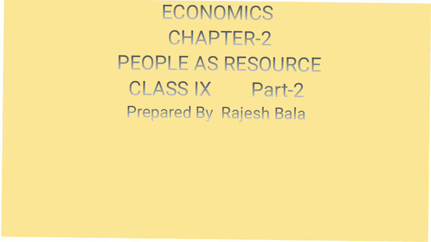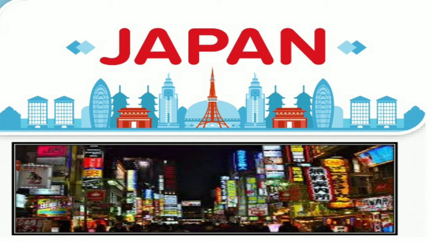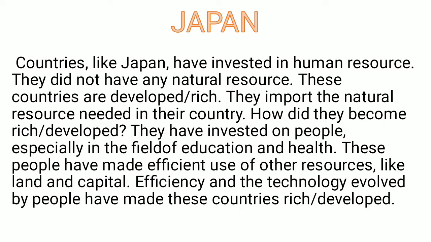Now let us read about other countries. Let us talk about Japan. Japan has invested in human resource. They didn't have any natural resources, like India, you can say. These countries are developed and rich.